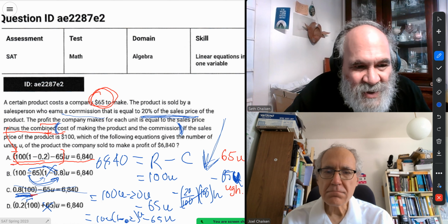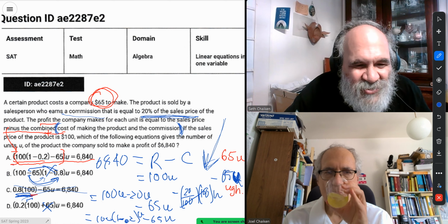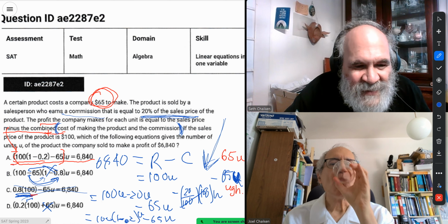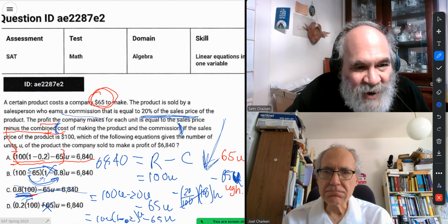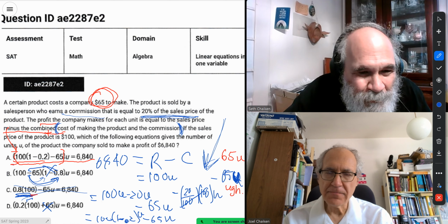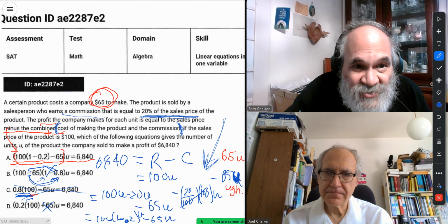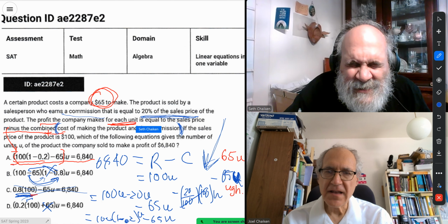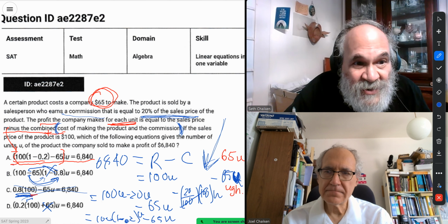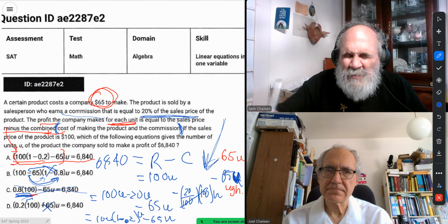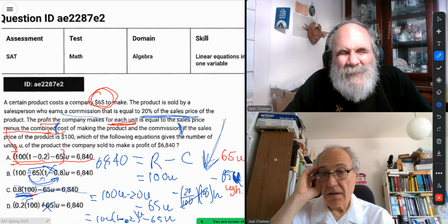So the cost of the commission is 20% of 100, and then there's another minus for the cost of making it. That is the profit, and then the profit is per unit. Yeah. Each unit, it says each unit. Exactly. It says it right there. Yes. The profit for each unit. So you take the profit for each unit, multiply it by u, which is the total profit. Right. Yep.